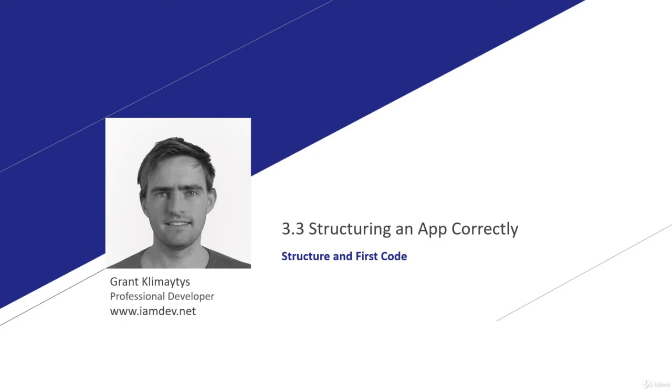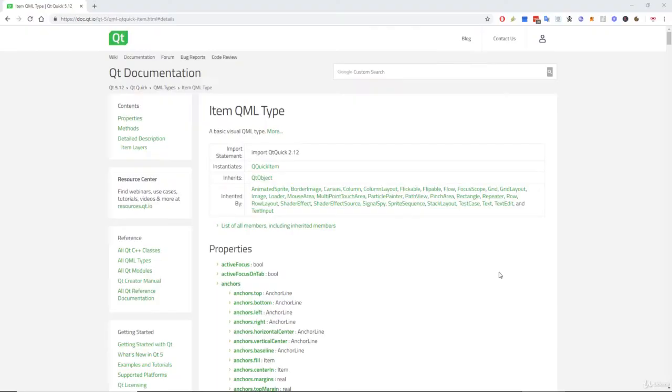Let's look at how we structure an app correctly, or at least one of the correct ways to do it. The first thing we need to create is an item. So we're going to create a new QML code file and we're going to create an item.